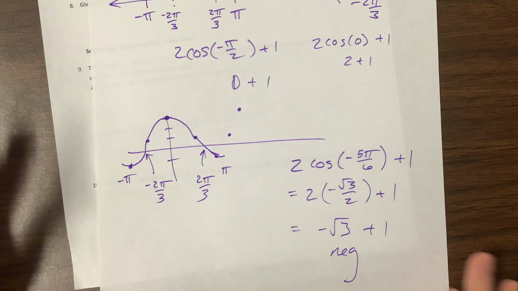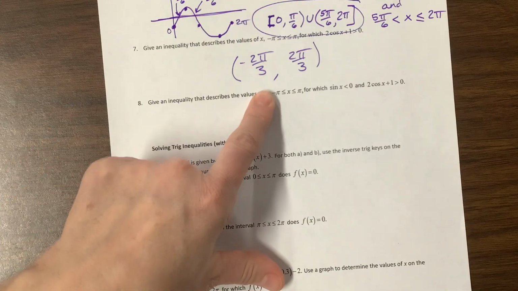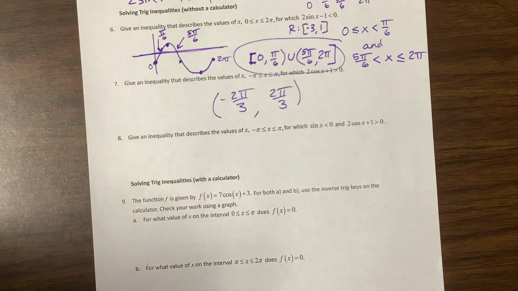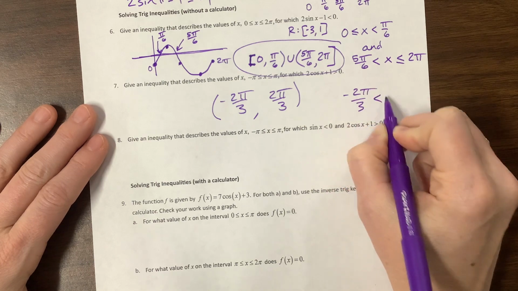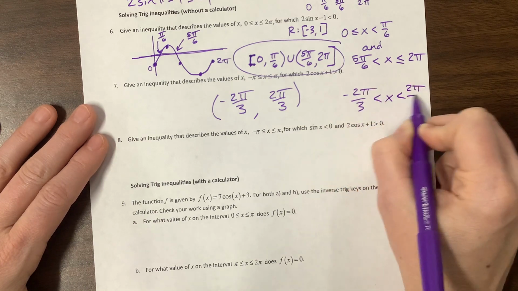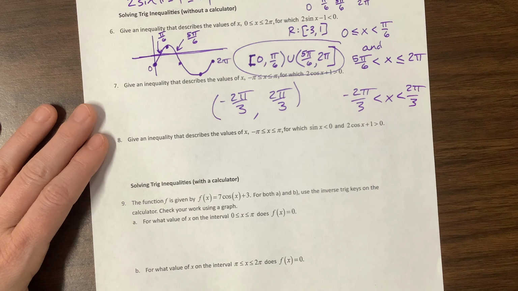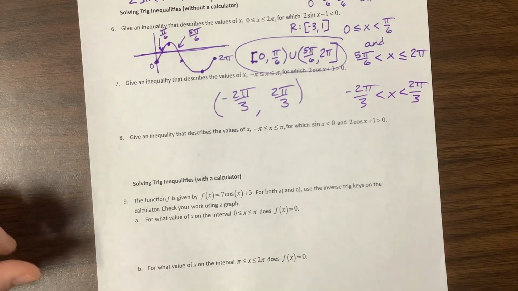So the final answer was this: in interval notation, or given as an inequality, we would say negative 2 pi over 3 is less than x is less than 2 pi over 3. That was fun. Okay, there's more, so come back for the next video.